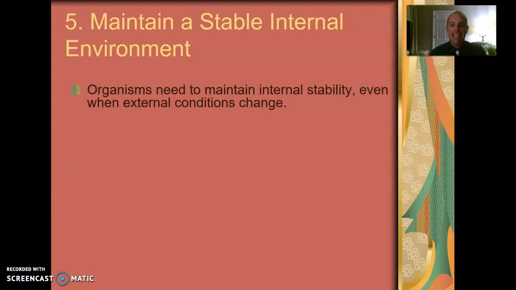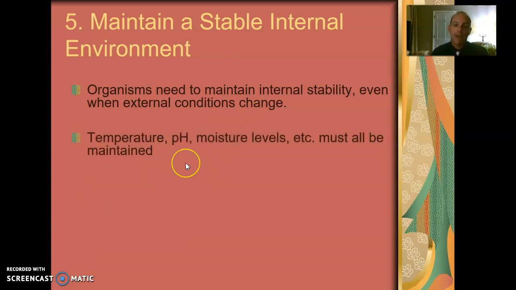Characteristic number 5, maintain a stable internal environment. Maintaining a stable internal environment is called homeostasis. Organisms need to maintain internal stability even when external conditions are changing. For example, what is the average temperature of the human? 98.6. Okay? If it's 110 degrees outside, your internal body temperature doesn't get to 110. It stays at 98.6, barring that you are healthy. If it's 5 degrees outside, like in that winter vortex we had a couple years ago, your internal body temperature is 98.6. That's an example of homeostasis, or maintaining a stable internal environment.